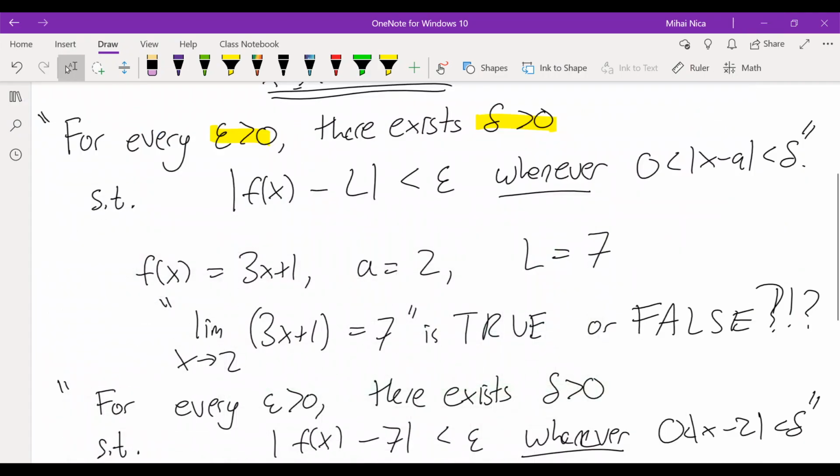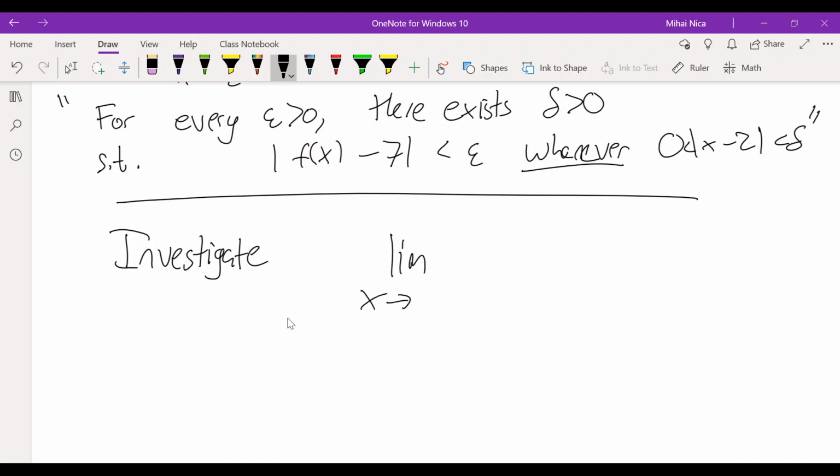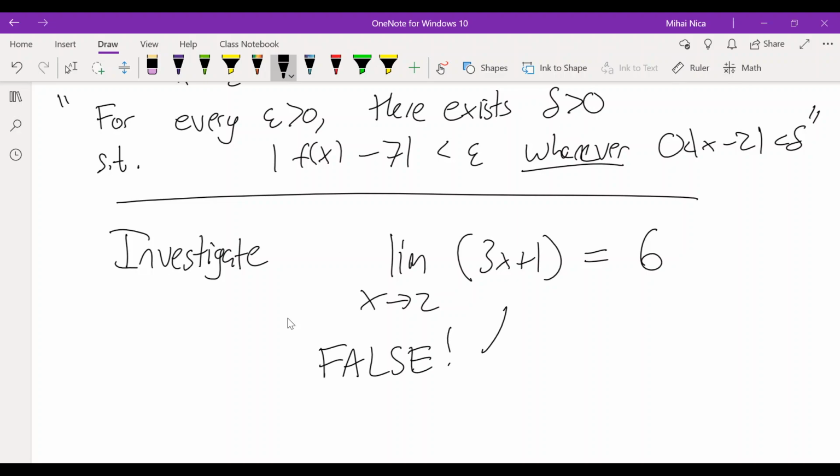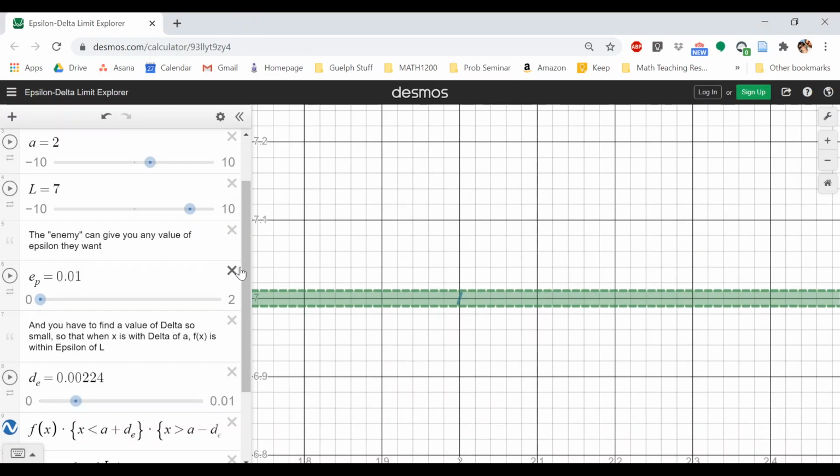To give you another example, let's investigate the limit as x goes to 2 of 3x plus 1 equals 6. So we know this is a false statement. But let's see what that looks like in the epsilon-delta explorer.